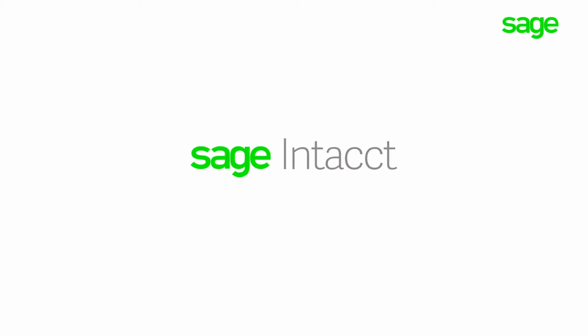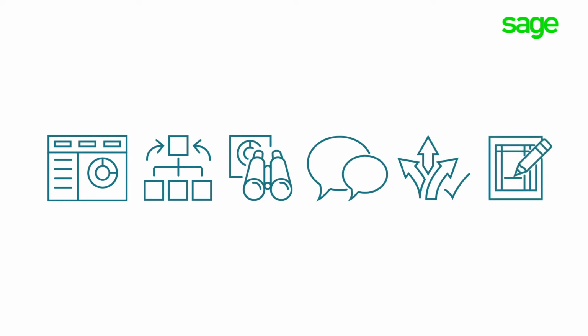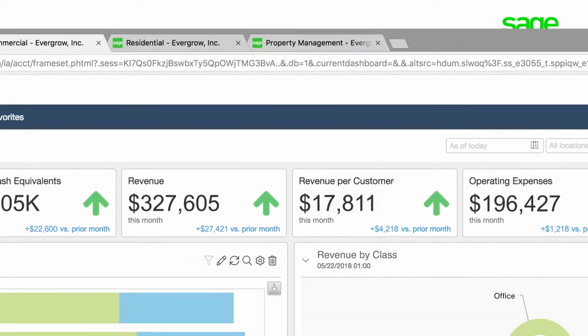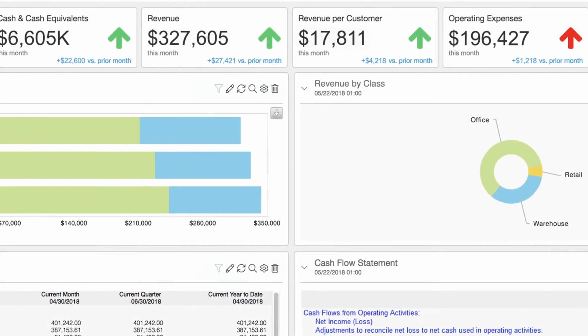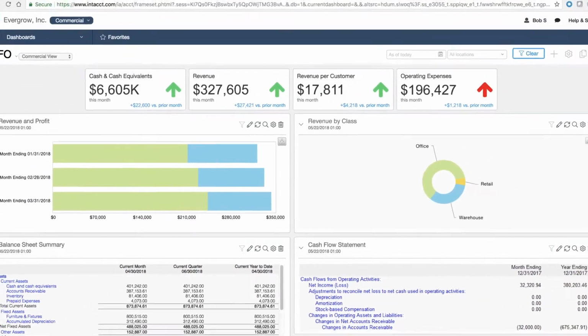Introducing Sage Intacct, the financial management system meeting these demands in high-growth companies, including an ever-growing number of public companies. Let me briefly show you Sage Intacct's tools for keeping you in control of your growing organization. We start with a built-in role-based dashboard that instantly captures financial and operational information from across the business.